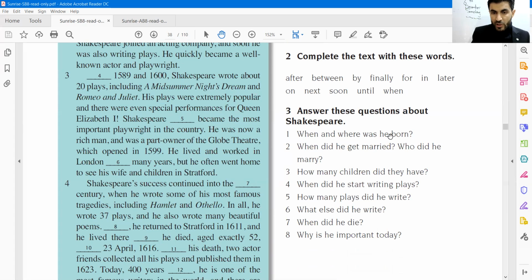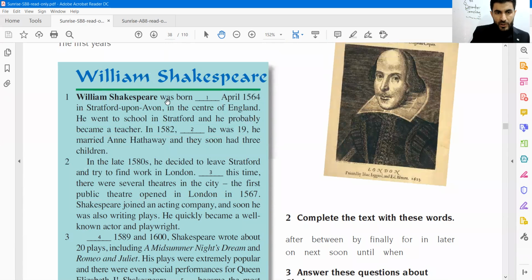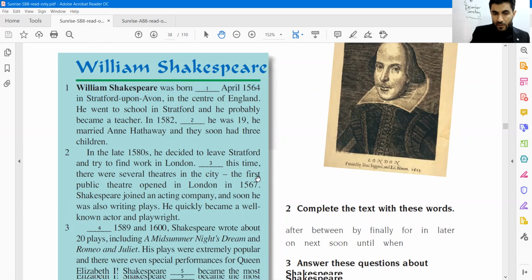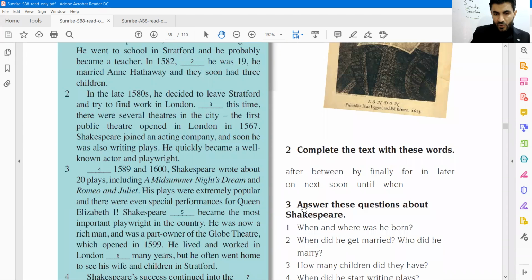When and where was he born? You can say he was born in April 1564 in Stratford-upon-Avon. So this is the answer. You can say Shakespeare was born, or you can say he was born in April 1564 in Stratford-upon-Avon. Okay, what about the second question?